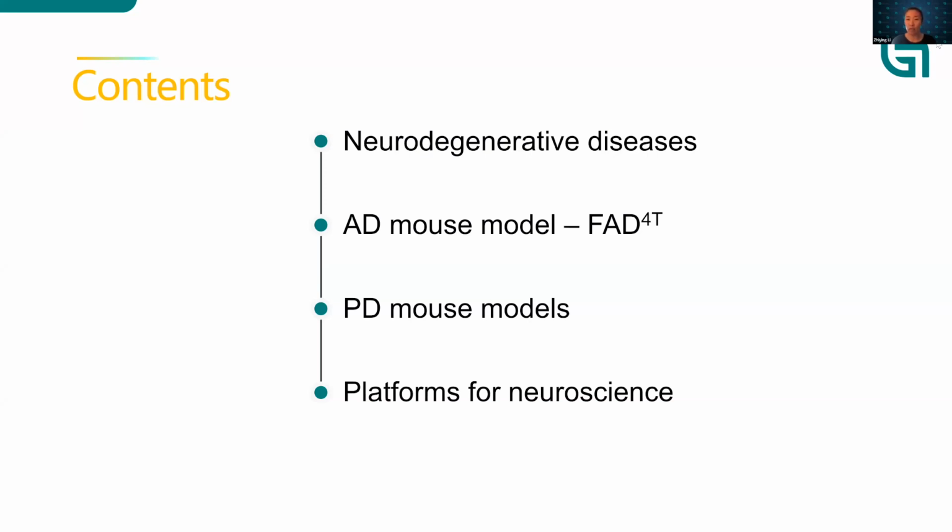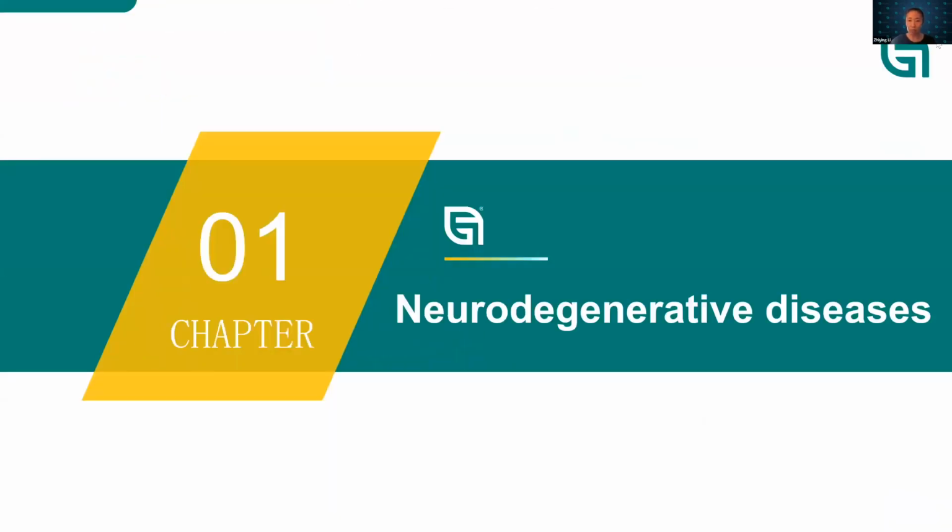I'll be organizing today's chat with you in 4 sessions. First, a general overview of how GemPharmatech is thinking about developing models for neurodegenerative diseases overall, then our one FAD model for AD, and a couple of upcoming models in the PD field, and then finally some information about the platforms or services that we have for neurodegeneration or neuroscience in general.